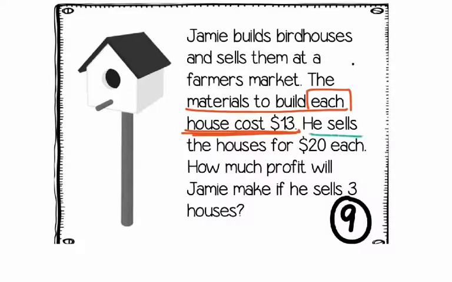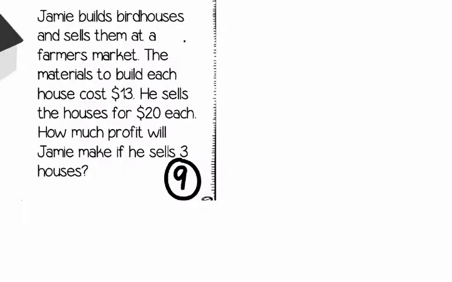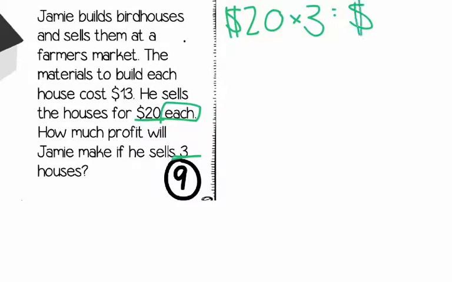And he sells the houses for $20 each. That means his income for each house is $20. And it says here that he sells 3 houses. So I know my income would be $20 times 3 because it's $20 each and he sold 3. So $20 times 3 is $60.